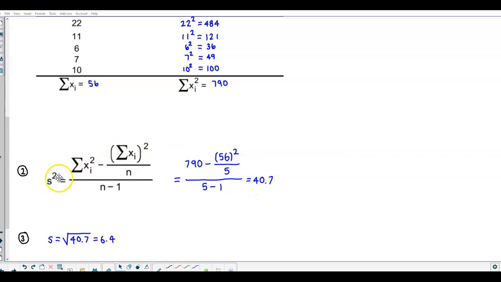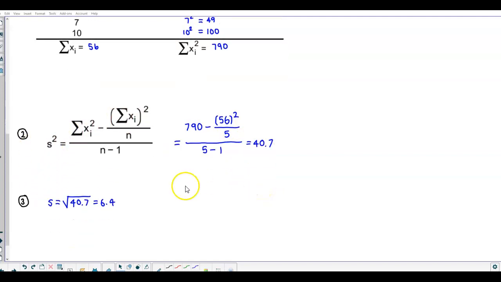So this represents the variance. So S squared represents the variance. Now, the last part we want to do is find the standard deviation. In order to find the standard deviation, we're going to take the square root of that number. The square root of 40.7 gives us 6.4.